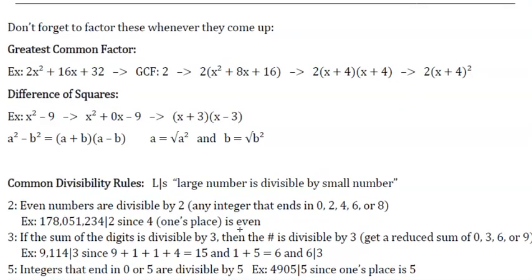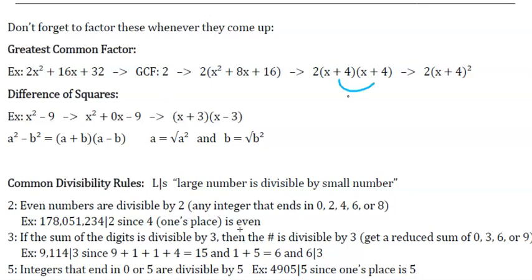Don't forget to factor these whenever they come up. The greatest common factor, for example, on 2x squared plus 16x plus 32, the GCF would be 2. And so you'd want to factor that out before factoring the rest of the quadratic.